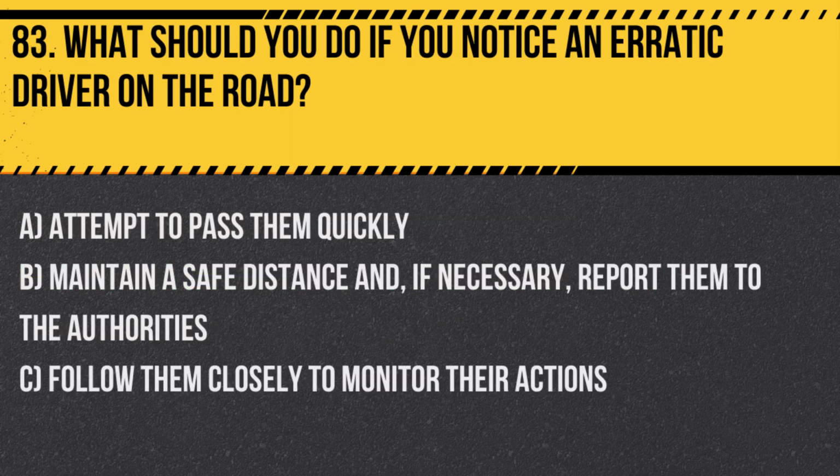Question 83. What should you do if you notice an erratic driver on the road? A. Attempt to pass them quickly. B. Maintain a safe distance and, if necessary, report them to the authorities. C. Follow them closely to monitor their actions. Answer: B. Maintain a safe distance and, if necessary, report them to the authorities. Keeping distance ensures your safety and reporting can prevent potential accidents.